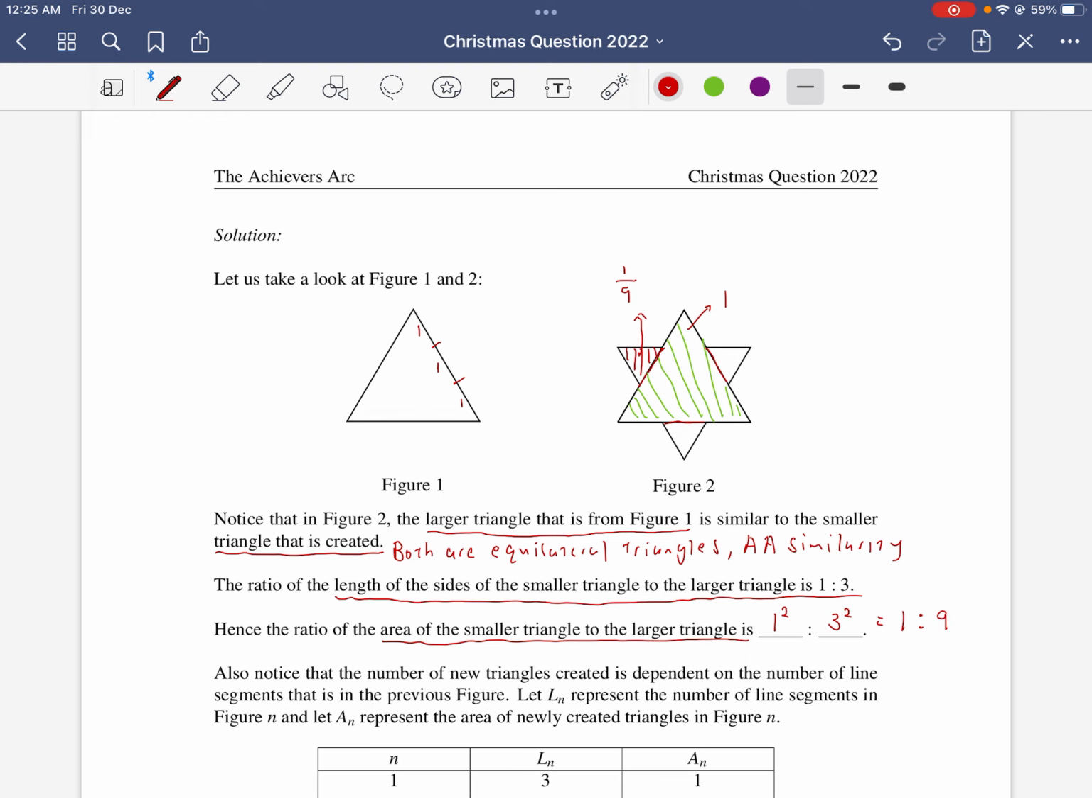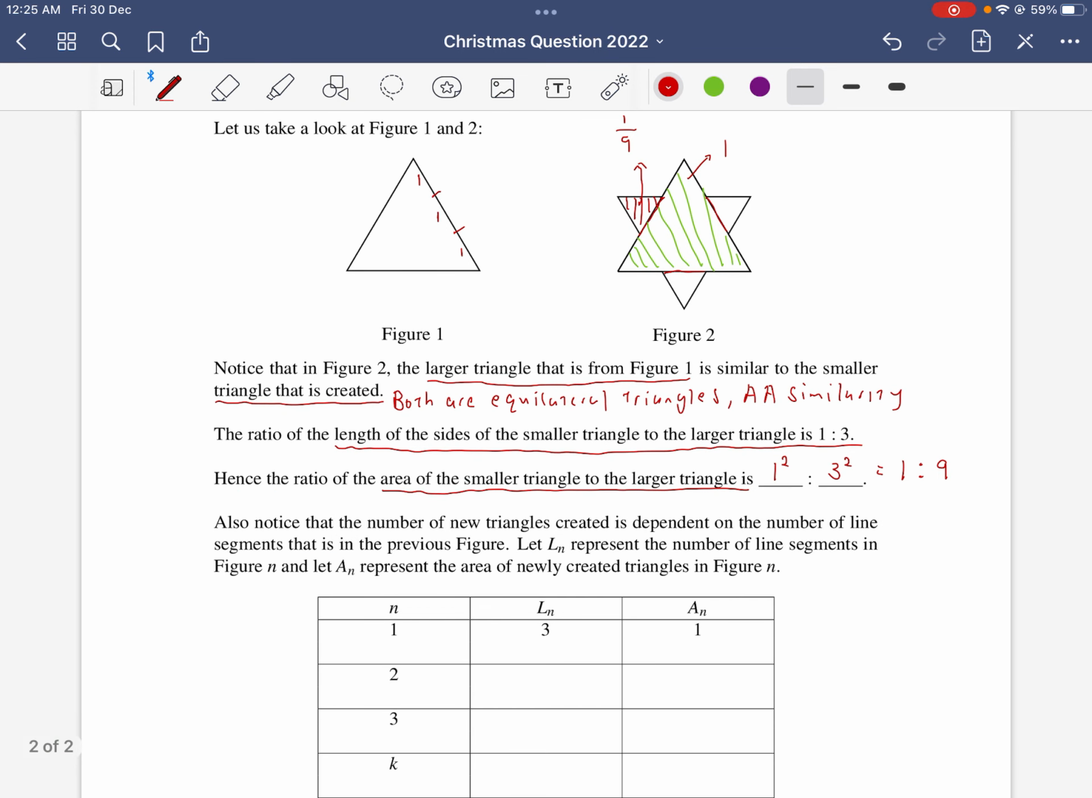But now we need to understand, how are these triangles created? How do they depend on the previous figures? Now we notice that one very important thing is that the number of new triangles created is dependent on the number of line segments in the previous figure. Let us take a look carefully over here.